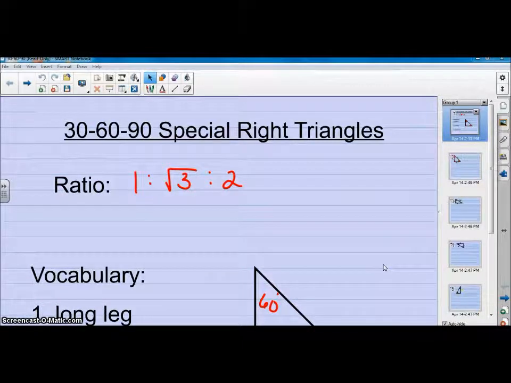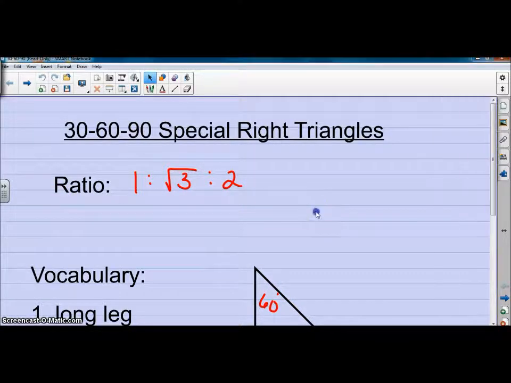This video is on the 30, 60, 90 special right triangle. It is the second of the special right triangles that we're going to study. This triangle is different than the 45, 45, 90 because the legs are not the same length. Therefore, the ratio of the legs to the hypotenuse is also different. The ratio in this triangle is 1 to square root of 3 to 2.